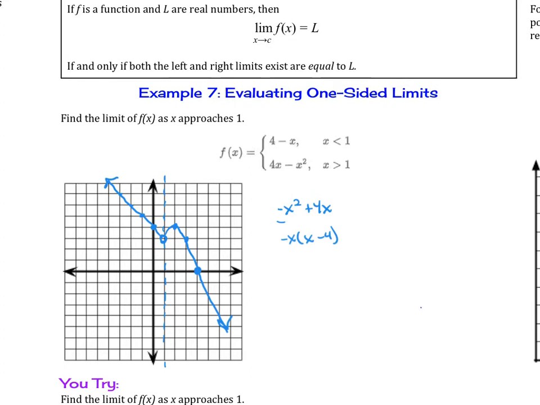So if we plugged in 1 to this top one, we get 4 minus 1, which is 3, and that's actually where it hit at 3. And then same thing on the bottom one, 4 times 1 minus 1 squared. So that's going to be 4 minus 1, which is 3. So we notice that when we plug in a value, they approach the same value of 3. So we can say now that the limit of f of x as x approaches 1 equals 3.